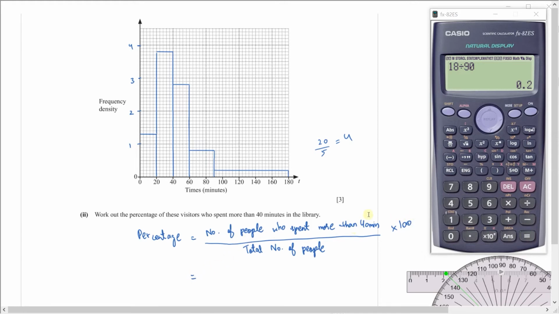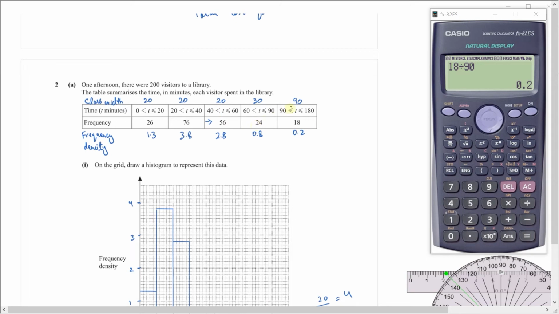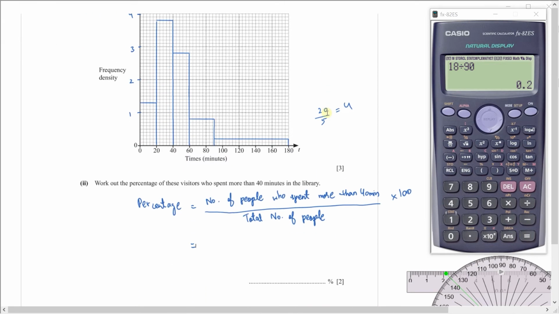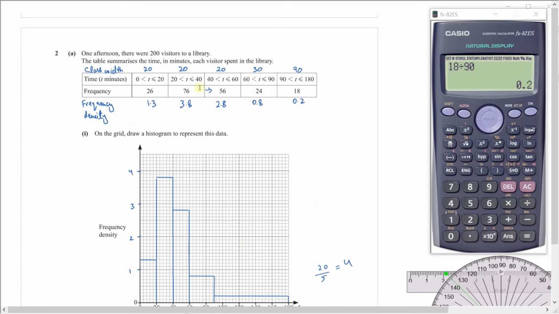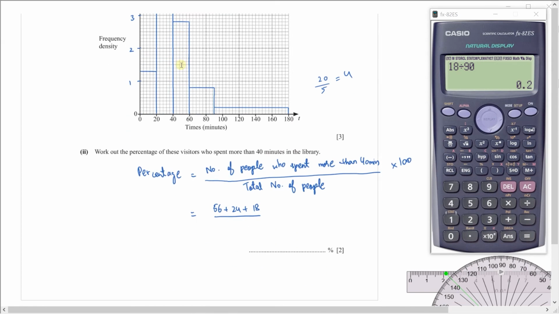So number of people who spent more than 40 minutes is 56 plus 24 plus 18. And the total number of people are 200 visitors. So this will be over 200 and then multiplied by 100. 56 plus 24 plus 18, 98 divided by 200 and then multiplied by 100. So this is 49%.